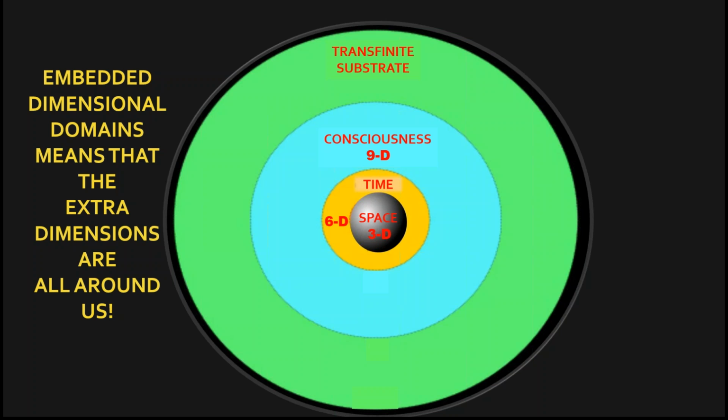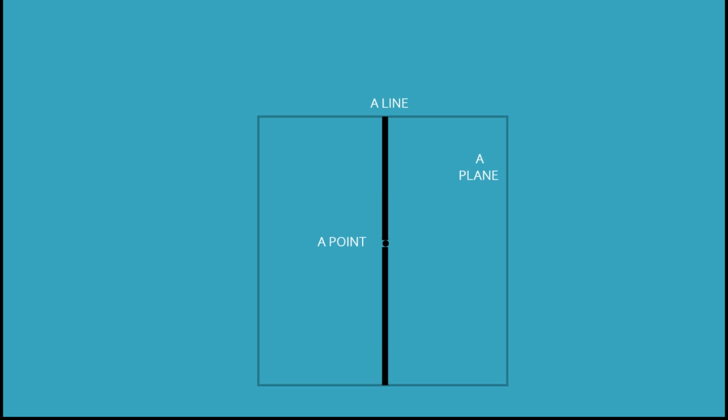So the extra dimensions of reality are not somewhere else or curled up as hypothesized in string theory. They are right here. We are actually surrounded by them. By application of the dimensional extrapolation process of rotation and projection, we see that points are contained within lines, and lines are contained within planes, and planes are contained within volumes.